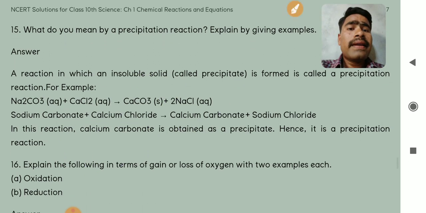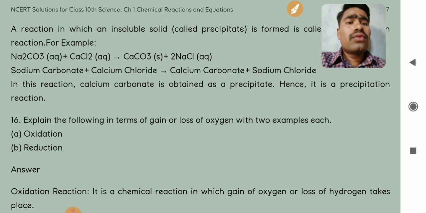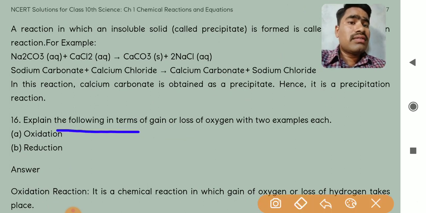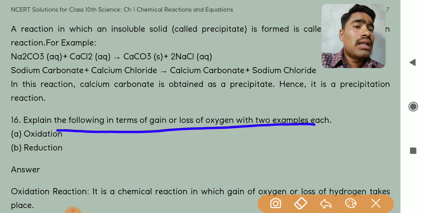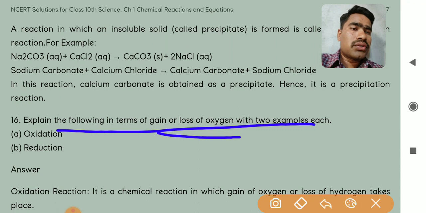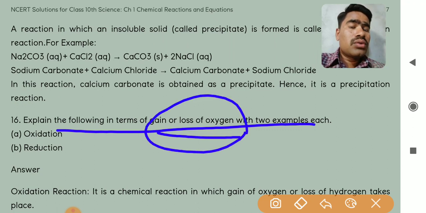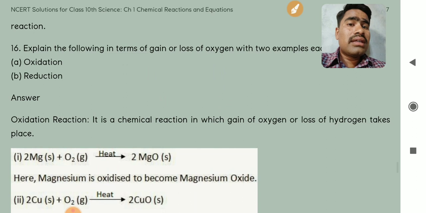Okay, next question is, explain the following in terms of gain or loss of oxygen. Now, the question is about gain or loss of oxygen, not electron. So oxidation means addition of oxygen, that is, gain of oxygen. Reduction means loss of oxygen. So on the basis of that, let us see the answer.